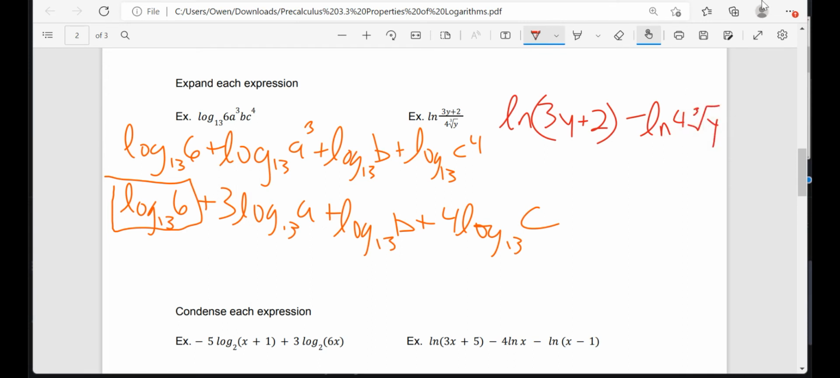Now, one thing, we cannot touch this 3y plus 2, okay? It's tempting. If it was 3y times 2, then yeah, sure, let's separate them. But it's 3y plus 2. You cannot separate the 3y and the 2 in this case. But we see after a subtraction sign, we do have 4 times that, so we can make that addition.